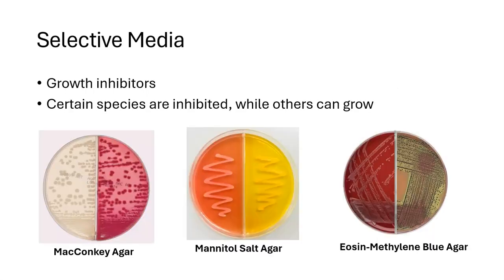Selective media have growth inhibitors. Media is selective because it is able to inhibit the growth of one type of organism while allowing other ones to grow. Examples are MacConkey agar, which will inhibit gram-positives but will allow gram-negatives to grow. Another example is mannitol salt agar, which will inhibit gram-negatives but allow gram-positives to grow. Eosin methylene blue agar is similar to MacConkey agar in that it encourages gram-negatives to grow, but it doesn't allow for gram-positives.